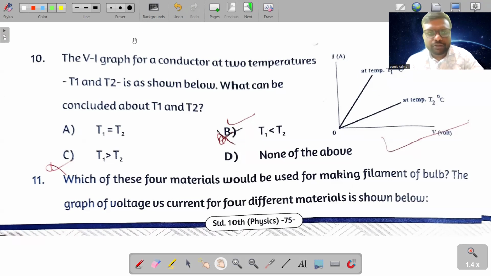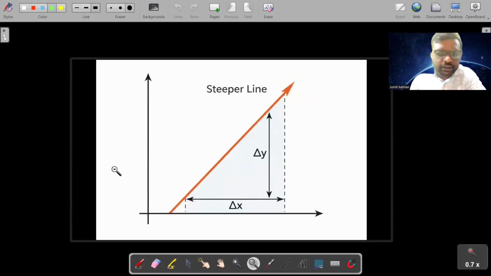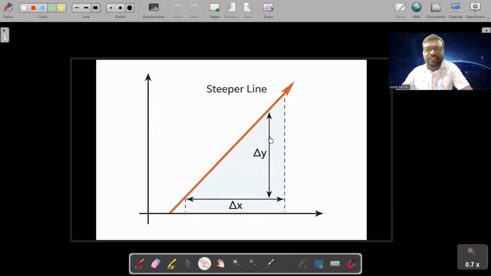Now, students, we will see. Let me upload. So, students, as you can see, this is a steeper line, and this is representing change in y, and this is representing change in x. In horizontal, you can see this is delta x, and that is change in y. This delta means change, and this vertical delta y, delta means change. So here this vertical is representing change in y.